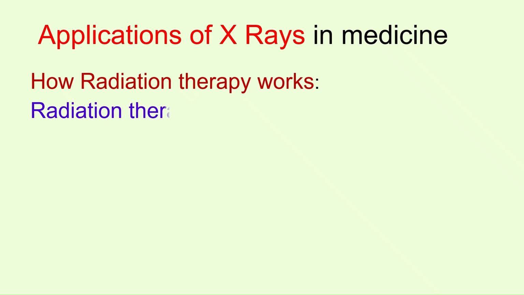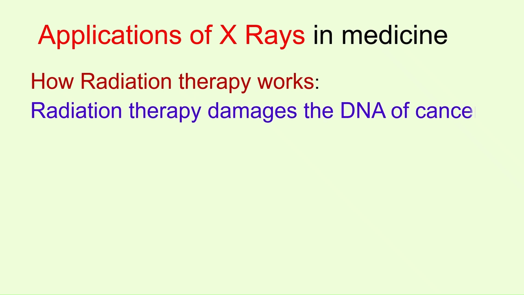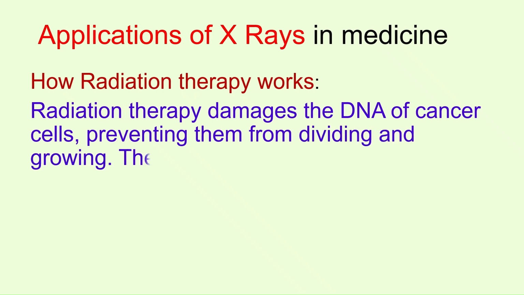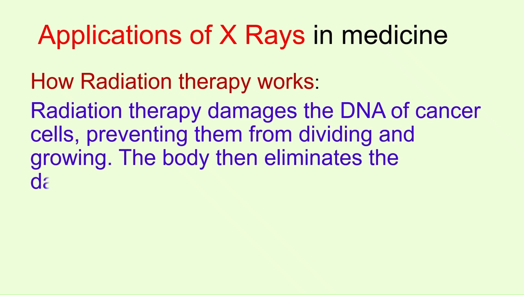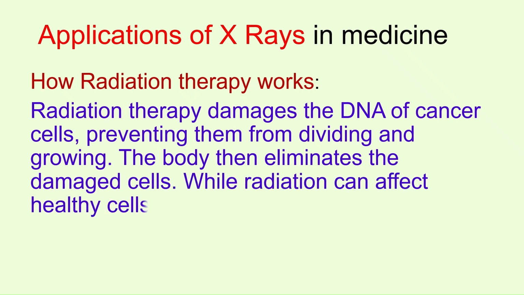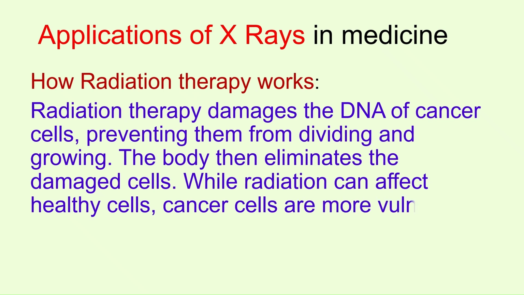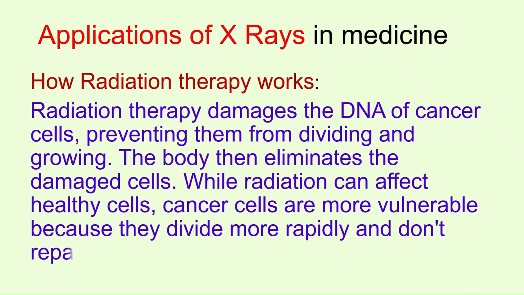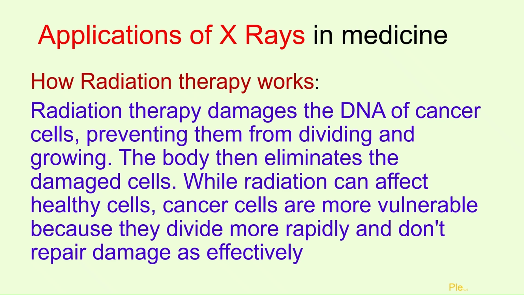How radiation therapy works. Radiation therapy damages the DNA of cancer cells, preventing them from dividing and growing. The body then eliminates the damaged cells. While radiation can affect healthy cells too, cancer cells are more vulnerable because they divide more rapidly and don't repair damage as effectively.